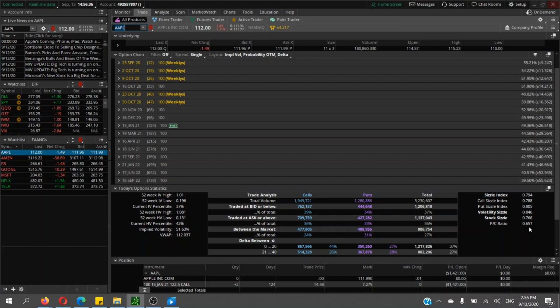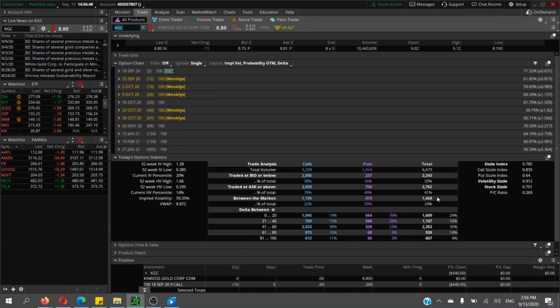If it is less than 0.5, it is bullish. If it is more than 0.5, it is bearish. So it is a little bearish in the case of Apple stock. Let me take another stock and see. KGC, Kinross Gold. Here, the put call ratio says 0.269. What does it mean? It is less than 0.5, so it is bullish.